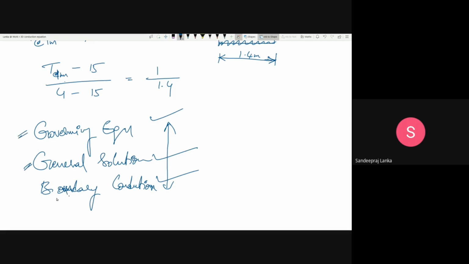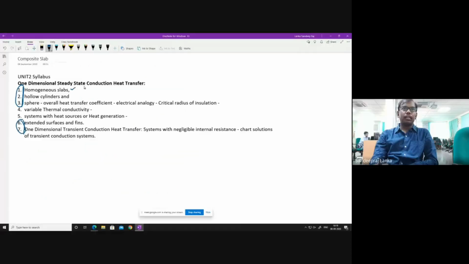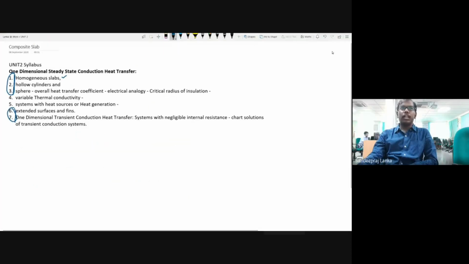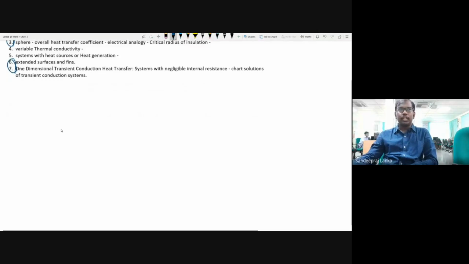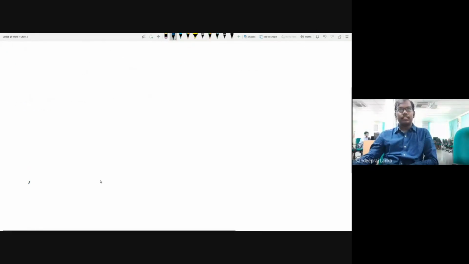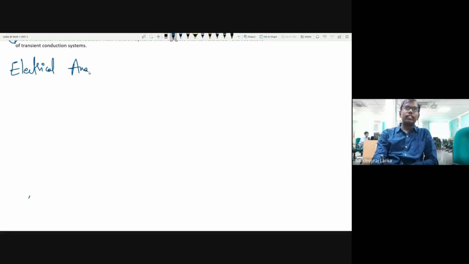These 2 alone cannot help. These two combined with the boundary condition will be a great help to you. So to start with this composite slab, let me start with the electrical analogy.